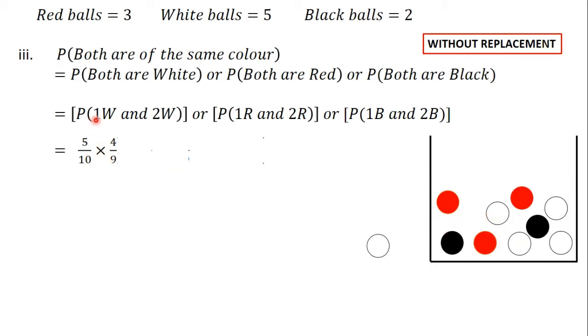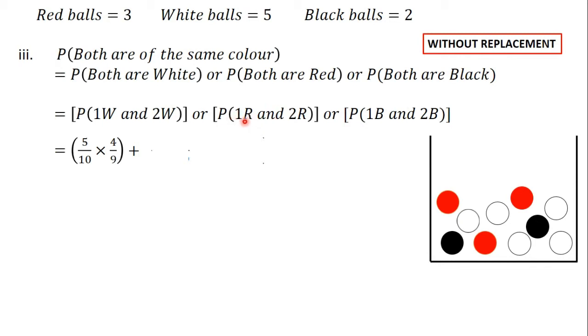So the probability that the first ball is white is 5 divided by 10. And the probability that the second ball is white is 4 divided by 9. This is for the first case. We have "or" here, so we replace it with addition. Let's move on to the second case.